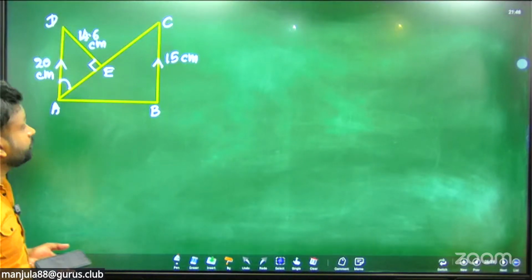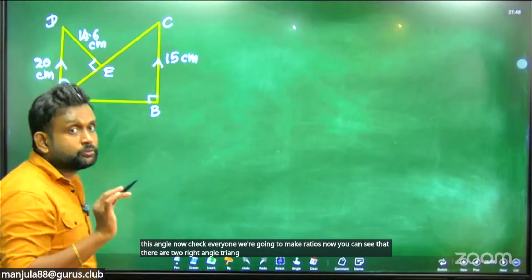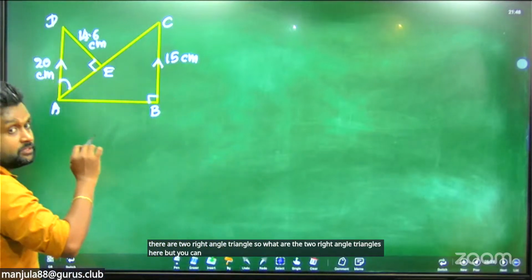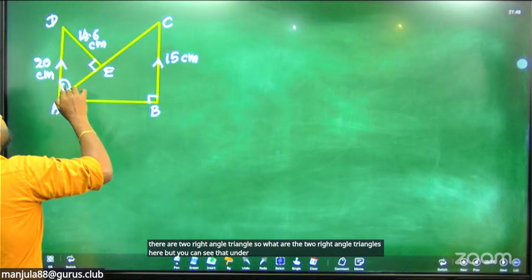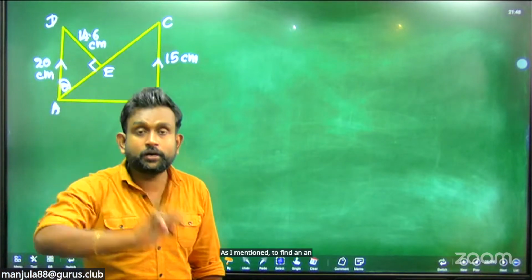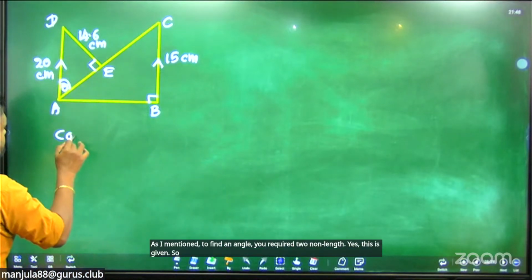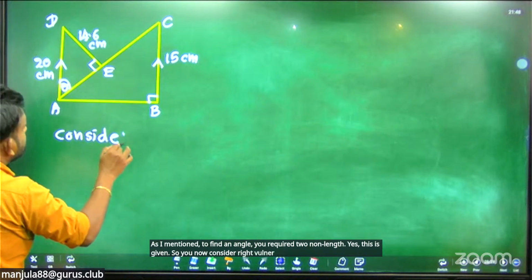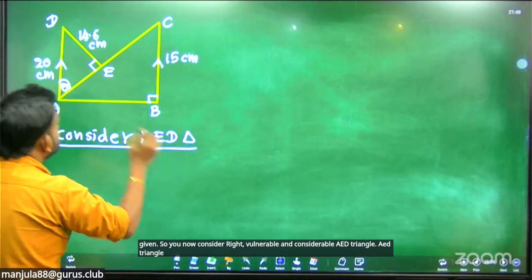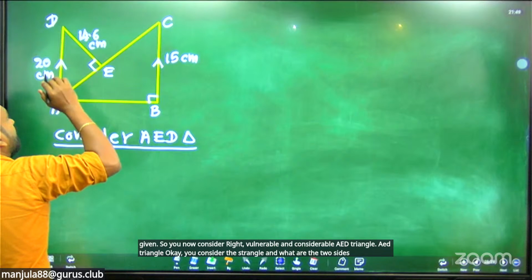Trigonometric ratios. Now you can see that there are two right angle triangles. So what are the two right angle triangles here, puta? You can see that theta is what is being asked. As I mentioned, to find an angle, you require two lengths. Yes, this is given. So now consider the AED triangle. You consider this triangle and what are the two sides given with respect to the angle asked.